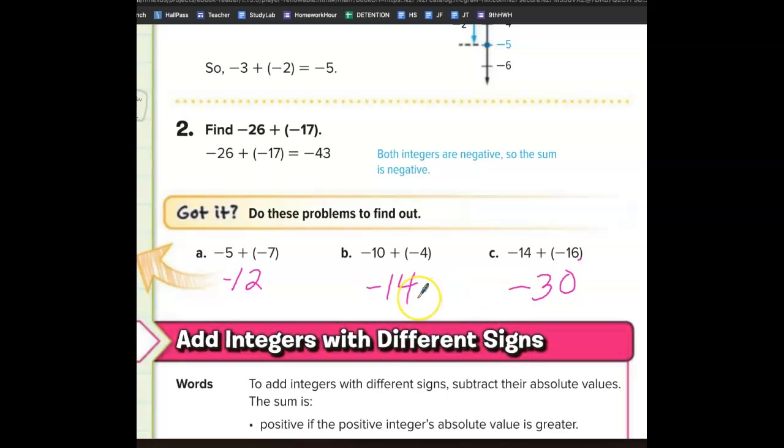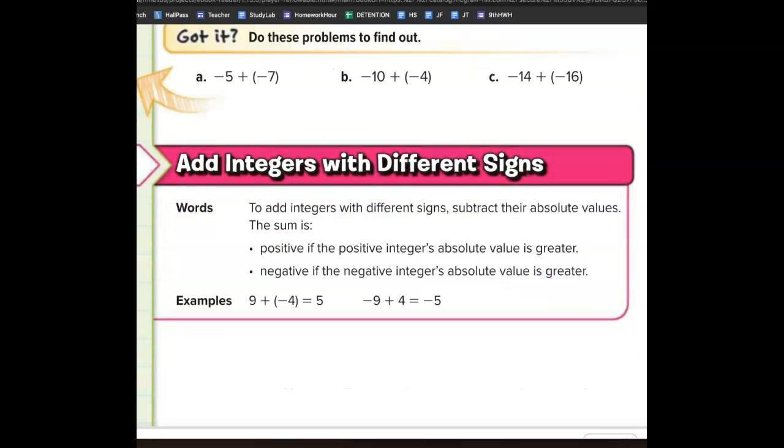Oh, I did it wrong. Not too terribly difficult. What'd you do wrong, Malia? I did this one little dot. What dot? I don't know. It was like in the video. The number one. So now we're going to talk about adding integers with different signs.